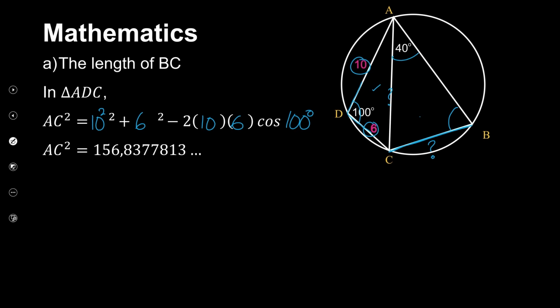Again, remember, we cannot round off at this point because we need to get to the final answer. They wanted us to find the length of BC, so we've got to keep all this in our calculator's memory because we need to use this unrounded answer in the next step. So AC will be about 12,5 units.